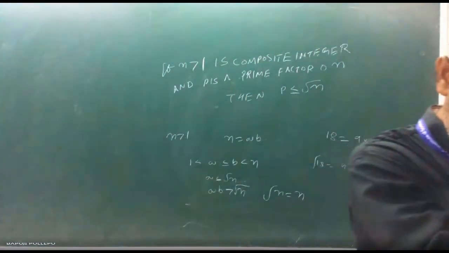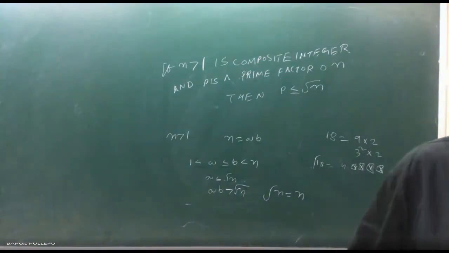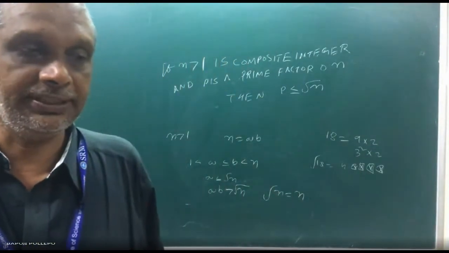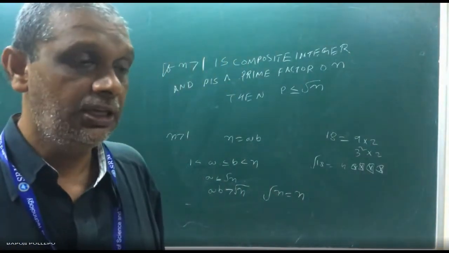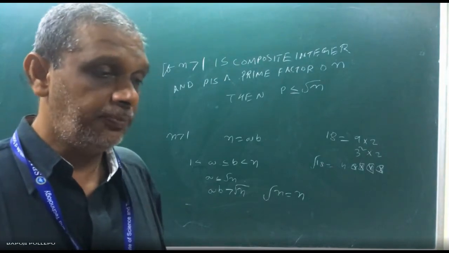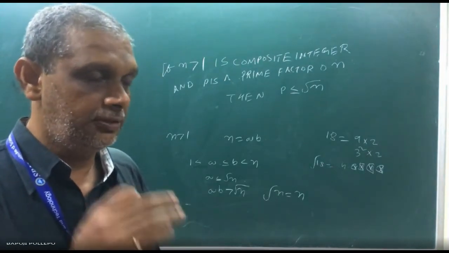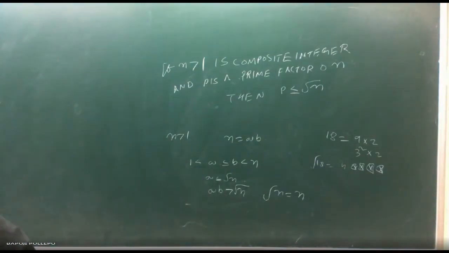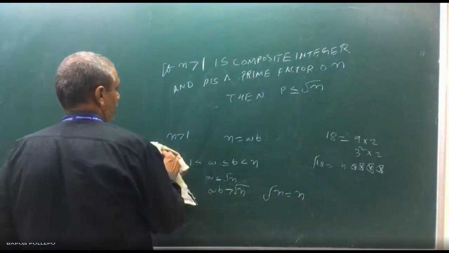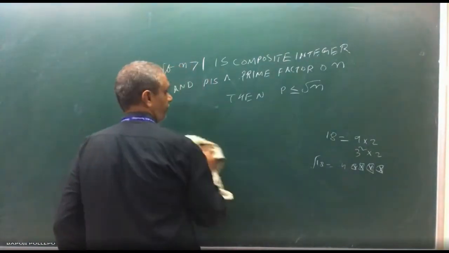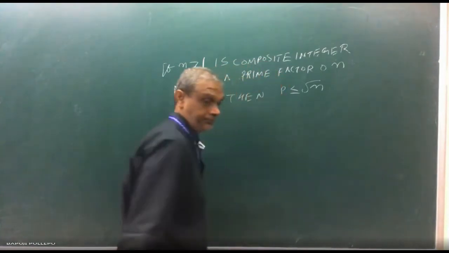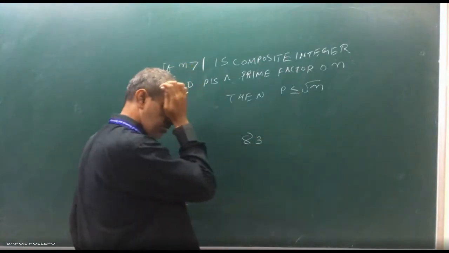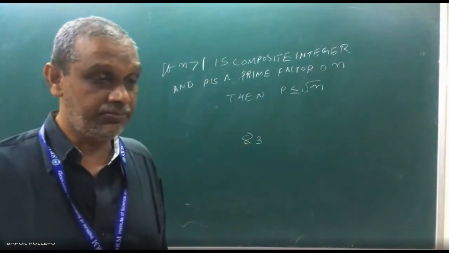Now I want to show that this holds for a prime number also. Any prime number has only one and itself as factors. But I can check before root n whether any composite number exists. Suppose I consider one case: the number 83. 83 is a prime number.